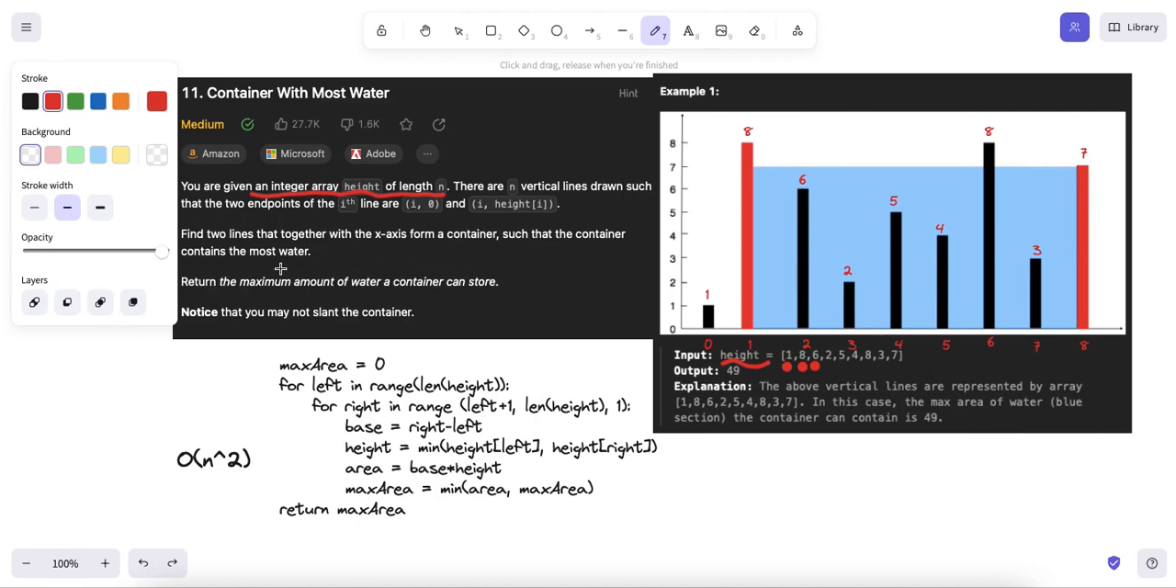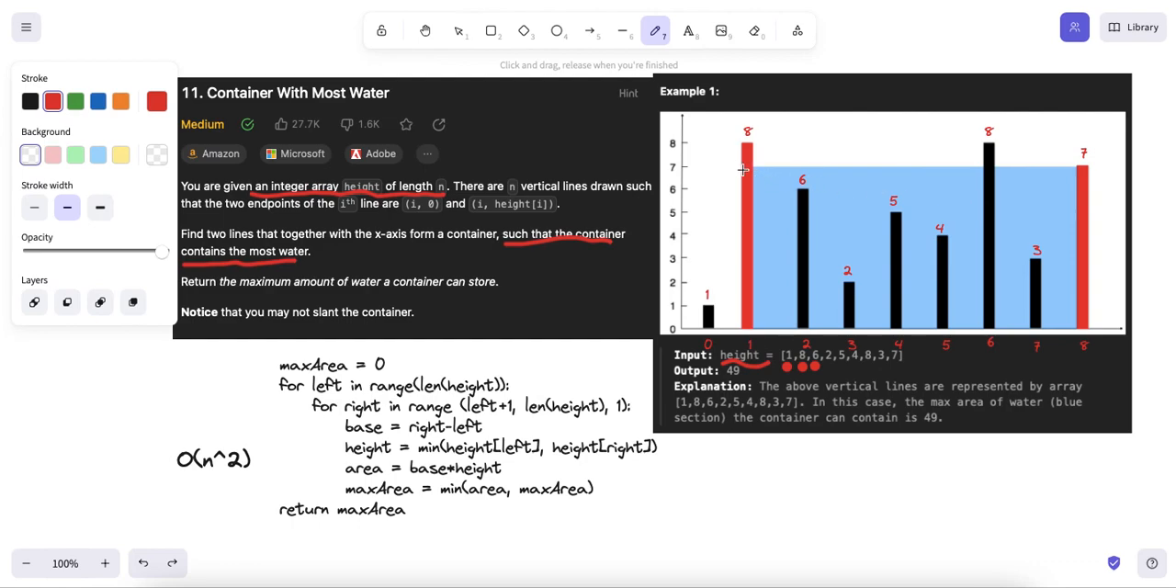Basically, in this problem, what we want to do is return the container that can be formed in this graph containing the most water. Or in other words, we want to return the greatest rectangle that can be formed in this graph with the greatest area. We have, for example, a container or a rectangle, which is depicted here in our example, and this is a blue rectangle. It has as its left side the line at index 1, which has a height of 8, and on its right side, the line at index 8, which has a height of 7.